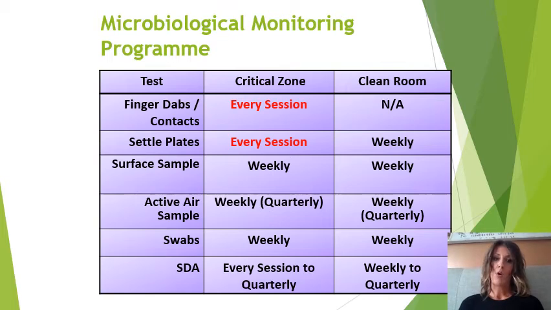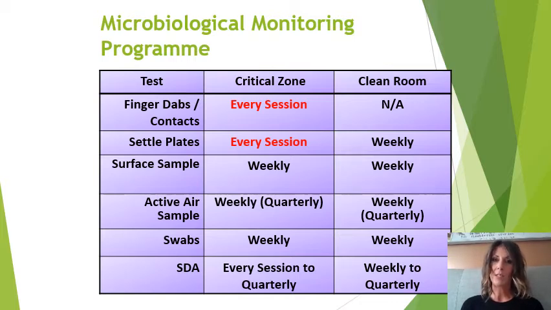Here's a table of how frequently you should be monitoring on a microbiological basis depending on the sample type. So your finger dabs need to be every session in your critical zone. Your settle plates for your critical zone, again on a sessional basis. So every time you are in production, you need to make sure you have a set of finger dabs and a set of settle plates for your production.